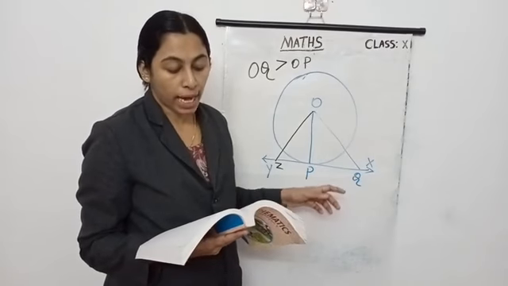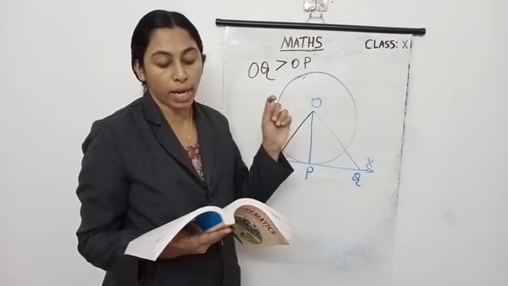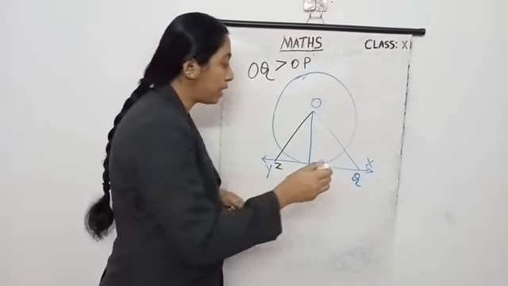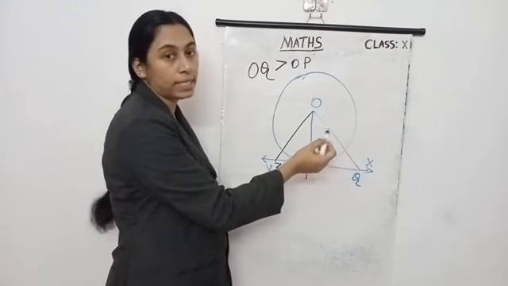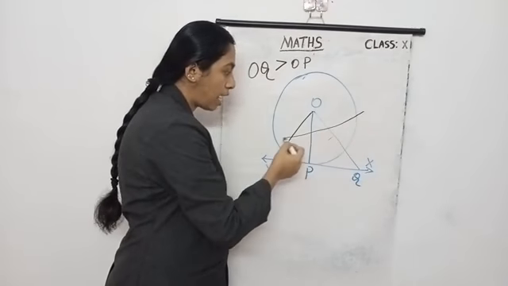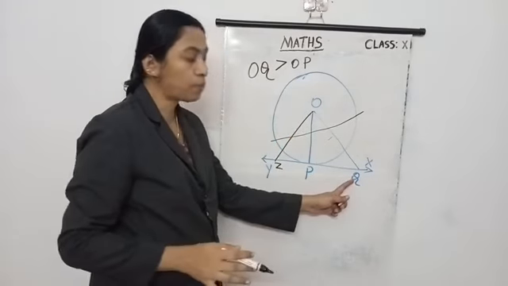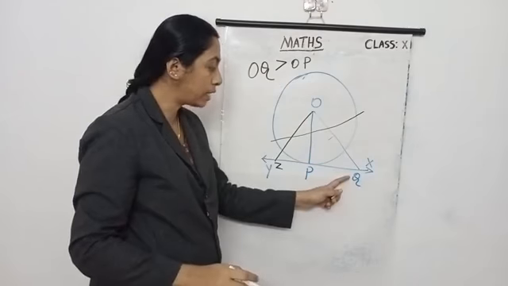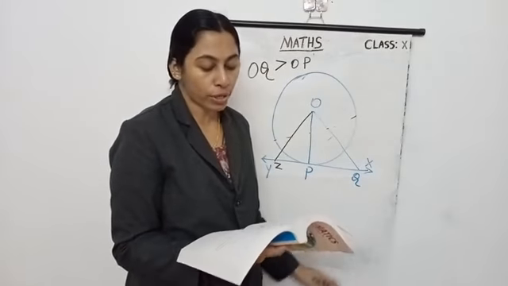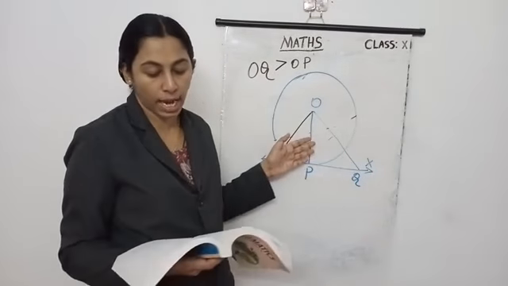The point Q must lie outside of the circle. Why? Note that if Q lies inside the circle, XY will become a secant and not a tangent to the circle. That means if this point is inside, this is a secant like this. Otherwise, it cannot be inside the circle. So this point must be outside the circle because XY is a tangent. Therefore, OQ is longer than the radius OP. So OQ is greater than OP.